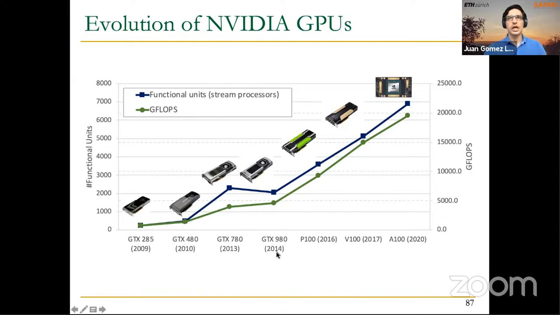It's been like 12 years. And in 12 years, you can see how the number of functional units or stream processors has increased from how many? 240 in the GTX 285 up to, we are talking about, several thousands. I think it's more than 6,000 in the most recent A100 that was launched last year. Not only the number of functional units has increased, also the computing performance that these have in gigaflops has increased, as you can see, at a very similar pace. And they are not only much faster, but also they are more energy efficient, because many of the innovations that have been applied onto the hardware over these years have had the goal of increasing the energy efficiency of these processors.